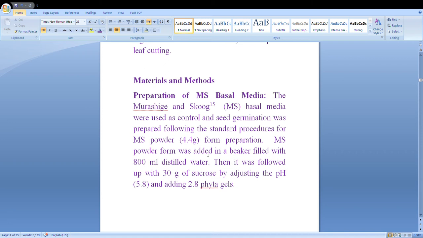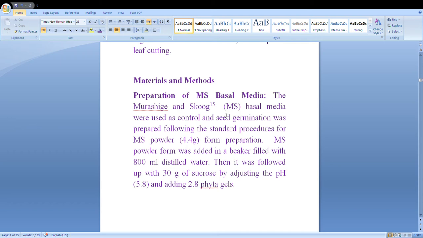Let's move to discuss materials and methods. Preparation of MS or basal media. Murashige and Skoog, the scientists who invented this media, that's why it is called MS media, were used as control and seed germination was prepared following the standard procedure for MS powder form preparation. MS powder was added in a beaker filled with 800 ml distilled water. Then it was followed by 30 grams of sucrose, adjusting the pH to 5.8, adding 2.4 phytagel.